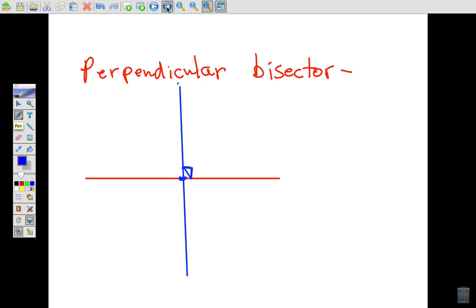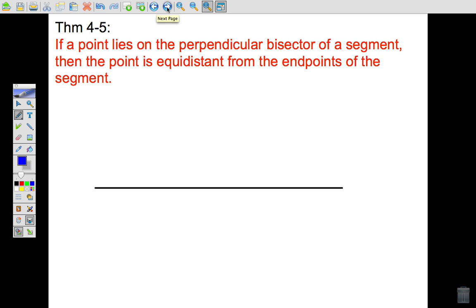Perpendicular bisector. A couple theorems. Theorem 4.5. If a point lies on the perpendicular bisector of a segment. So the first thing I'm going to do is draw the perpendicular bisector of this segment. Let's say that this is the midpoint right there. I'm going to draw the perpendicular bisector to it, so it's going to cross it at a right angle. And I'm going to move that over a little bit. Okay, so let's say that the blue line is the perpendicular bisector of it.